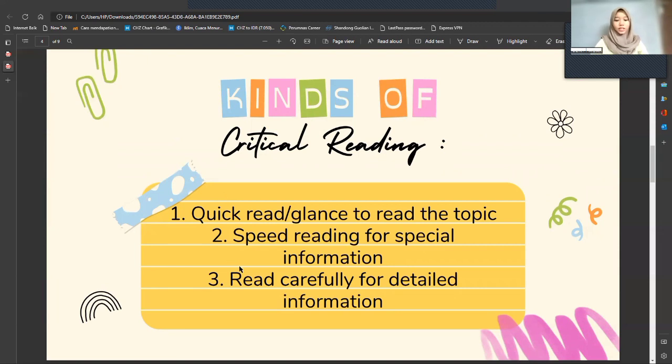Third is read carefully for detailed information. We may also want to get detailed information about something. In this case, reading activities are focused on the part that contains information that we want to know in detail. Once we get to the part, we read it carefully until we really understand the information we get.